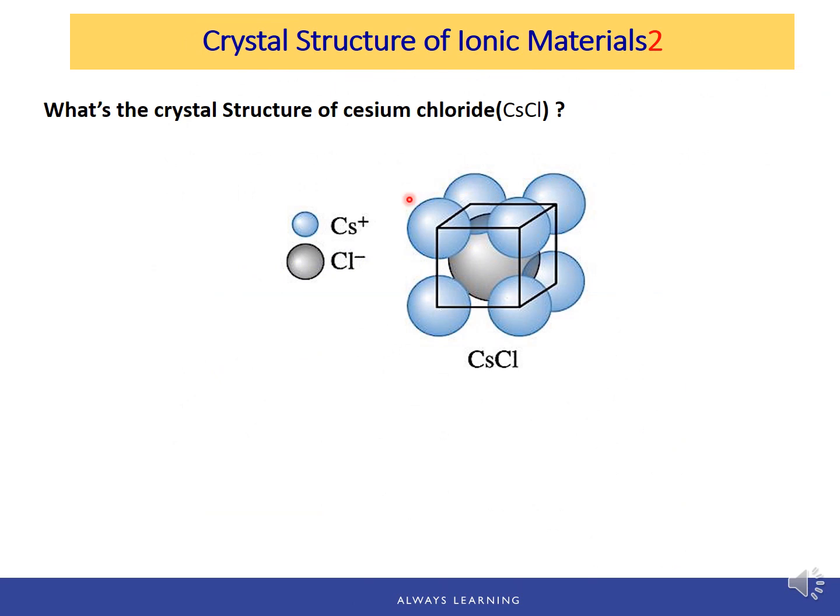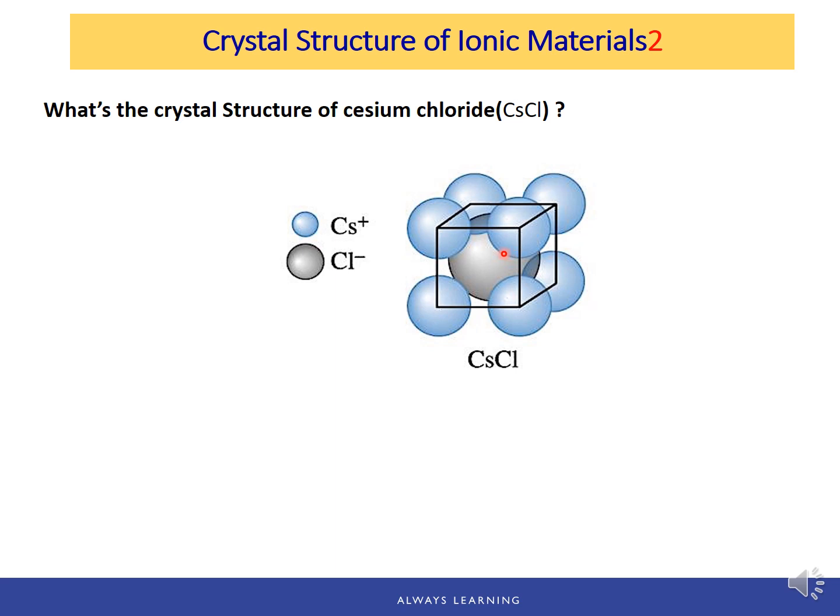Now, let's see one example. If I ask you, what is the crystal structure of cesium chloride? What is your answer? Well, if you take a look at this given crystal structure, we see there is 1 atom or ion at each corner, and the chlorine ion is at the body center. Well, it looks like a BCC structure, body-centered cubic, doesn't it?